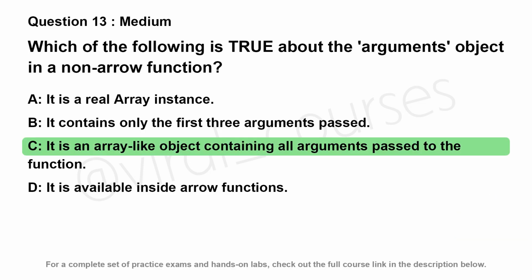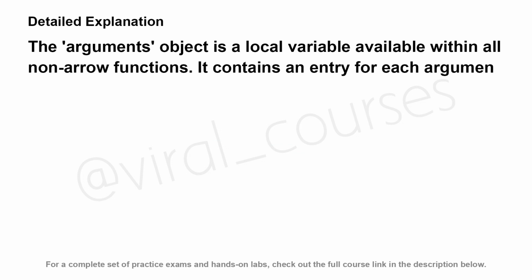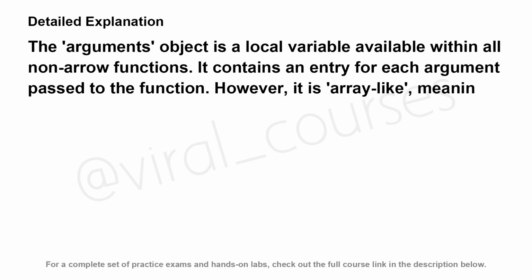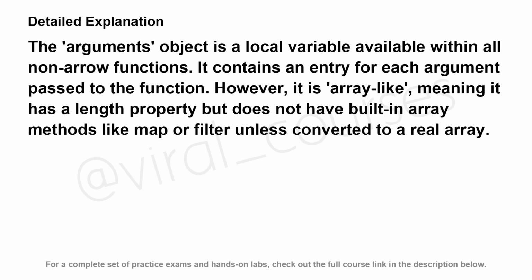The correct answer is C. The arguments object is a local variable available within all non-arrow functions. It contains an entry for each argument passed to the function. However, it is array-like, meaning it has a length property but does not have built-in array methods like map or filter unless converted to a real array.